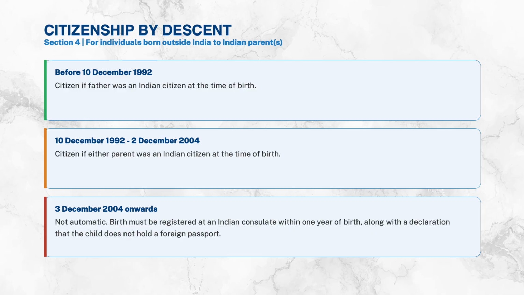And from 3rd December 2004 onwards, it is not automatic, which means for those born after 2004, you cannot become an Indian citizen automatically. The condition is that your birth must be registered at the Indian consulate within 1 year of birth, along with a declaration that the child does not hold a foreign passport. So, what does it say? It's only for children born outside India.